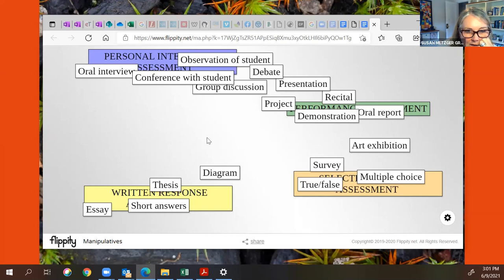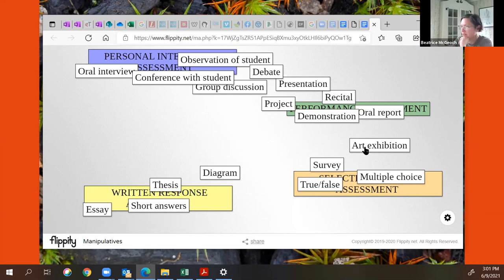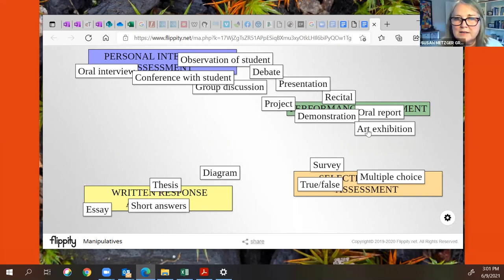You put survey and true, false, multiple choice under selected response. Art exhibition, where were you putting that? I guess it's performance. It sort of should be there. Okay, all right. Anybody else have questions or comments?